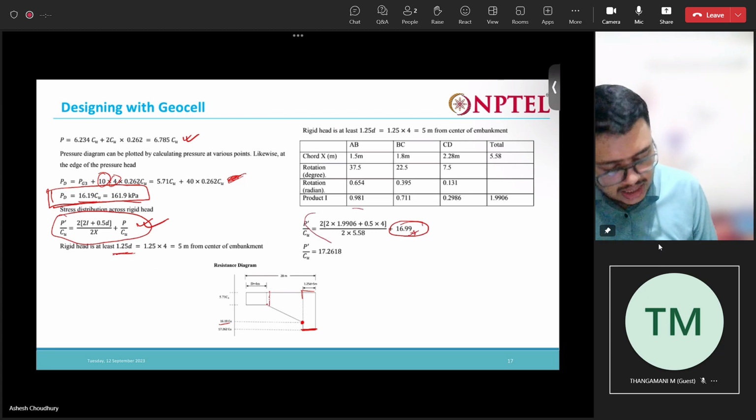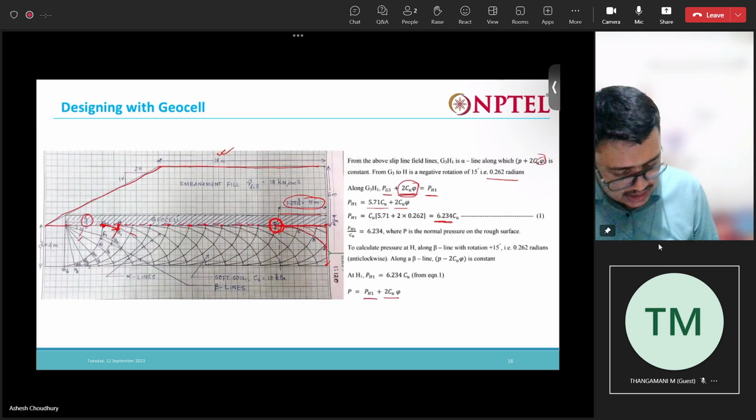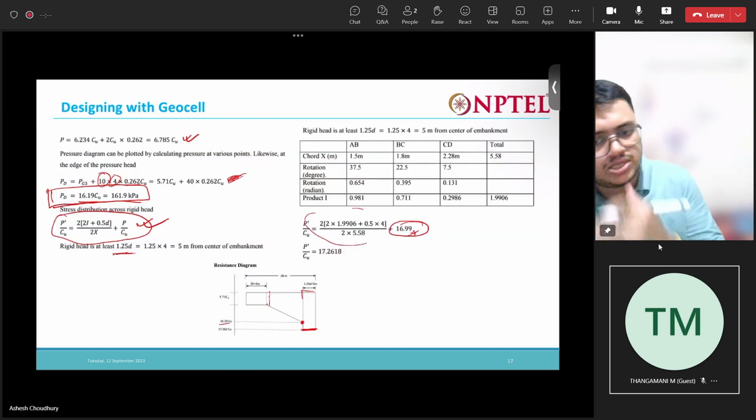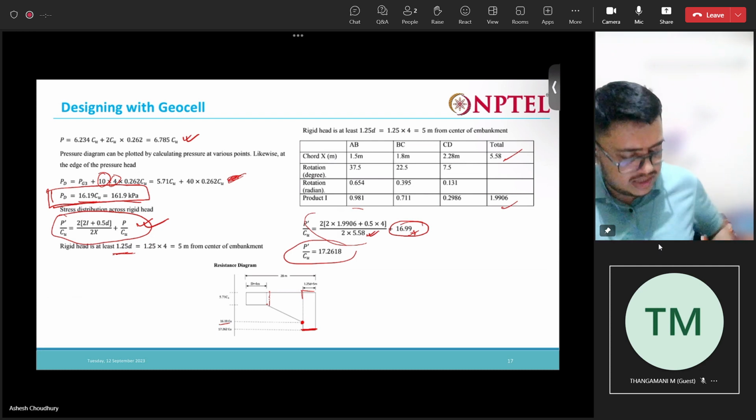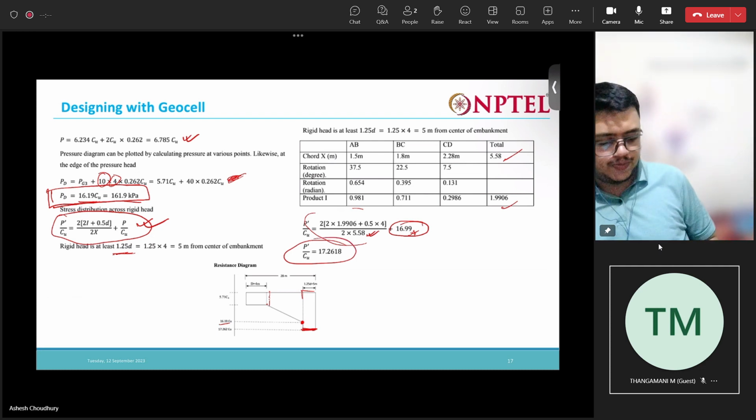They have taken all these chord lengths, all this AB, BC, CD, all these chord lengths, then this rotation, how much rotation each chord is taking. All these things they have taken the product, I product, so total I they have got, this X they have got. Finally we put in the expression to get the P dash by Cu as 17.261. So this much is 17.26.